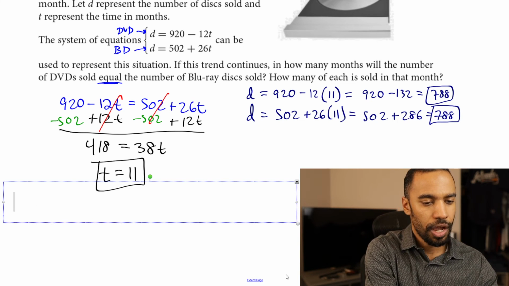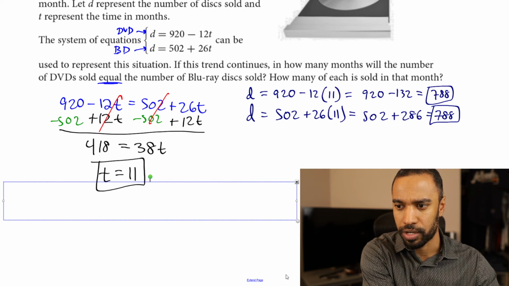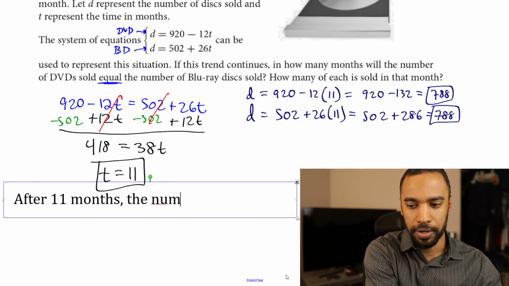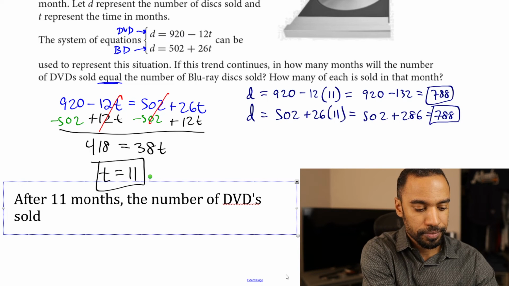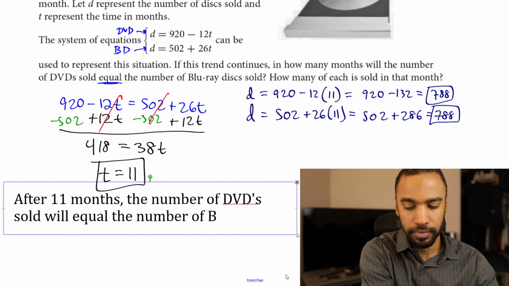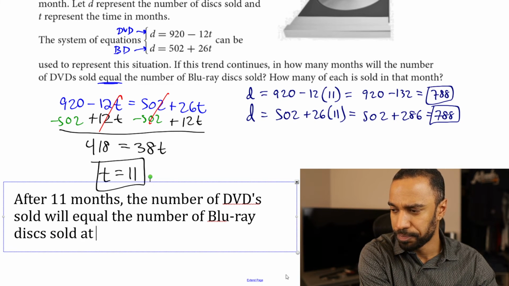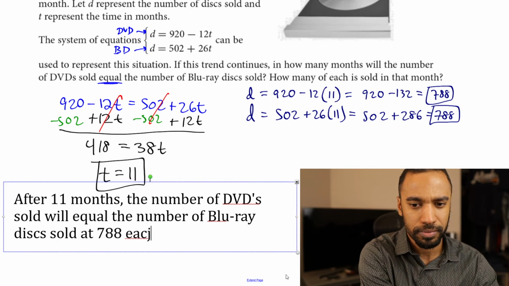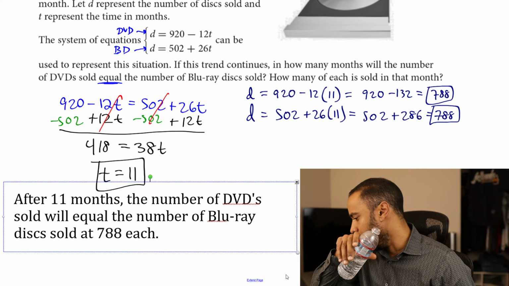And I always misspell things when I type here on the video. How many months will the number of DVDs sold equal the number of Blu-ray discs sold? All right. After 11 months, the number of DVDs sold will equal the number of Blu-ray discs sold at 788 a piece. Sounds good. Why don't you write that down while I get some water here?